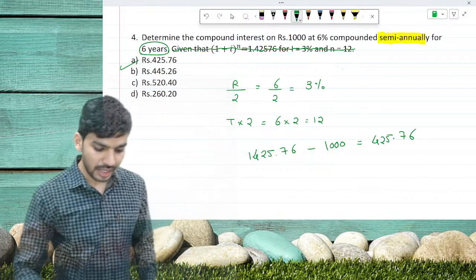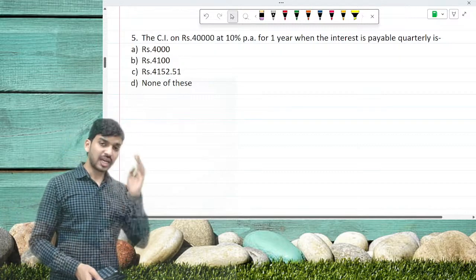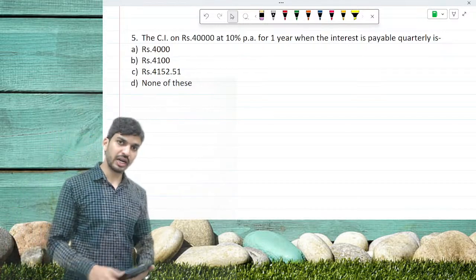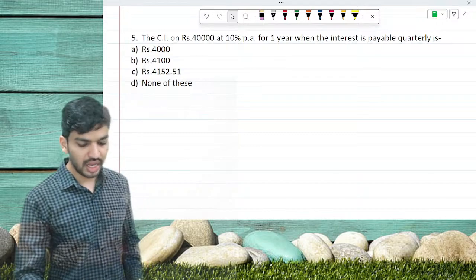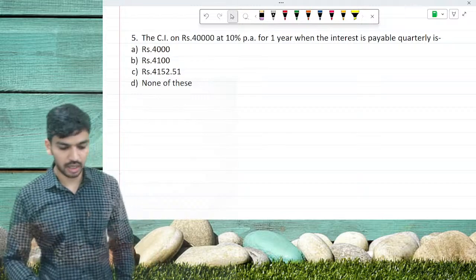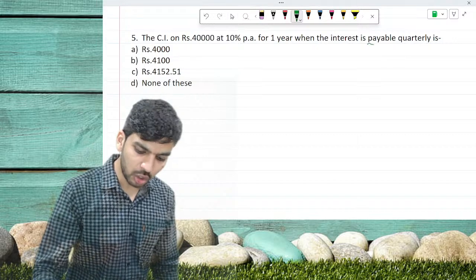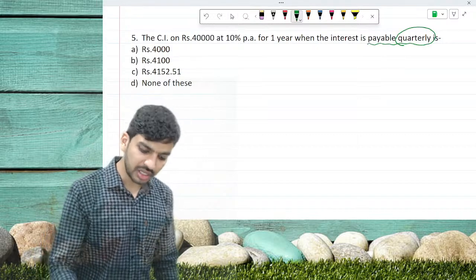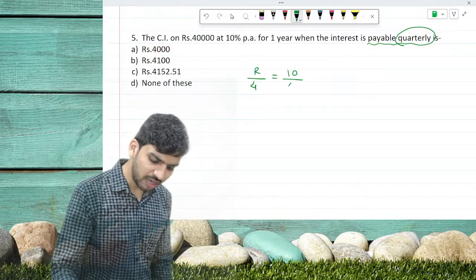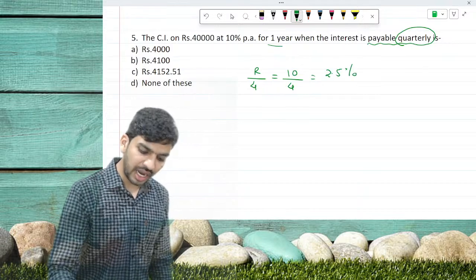Let's go for the next question. Question number 5. The compound interest on rupees 40,000 at 10% per annum for 1 year, when interest is payable quarterly. When quarterly, that means rate should be divided by 4. That means 10 should be divided by 4. That means 2.5%.